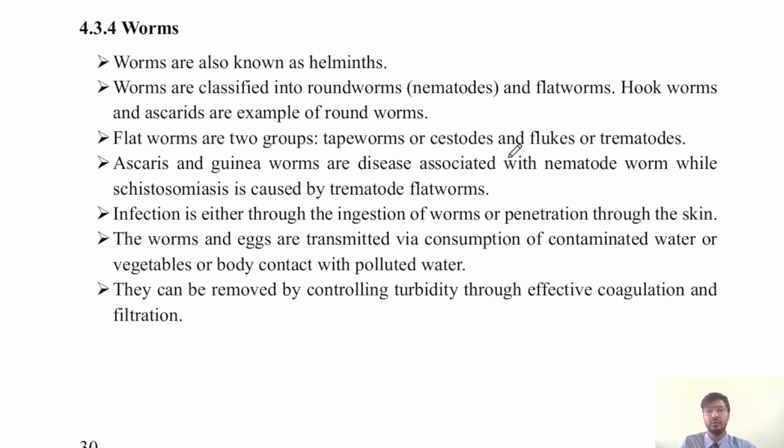Mainly, worms are classified into roundworms, that is, nematodes, and flatworms. Hookworms and ascarids are examples of roundworms. Flatworms are two groups: tapeworms or cestodes and flukes or trematodes. Ascaris and guinea worms are diseases associated with nematode worms, while schistosomiasis is caused by trematode flatworms.